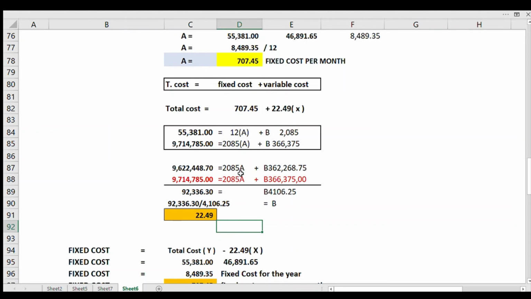Eliminate natin. Kaya since ito ay minultiply natin sa 173.75, naging 9,622,44870 kasi i-multiply mo yan doon sa yung multiple nga para mag-equal ito, minultiply natin lahat, the right and the left side. Kaya naging 9,622,44870 itong nasa left side. Tapos, ito ay the same na.